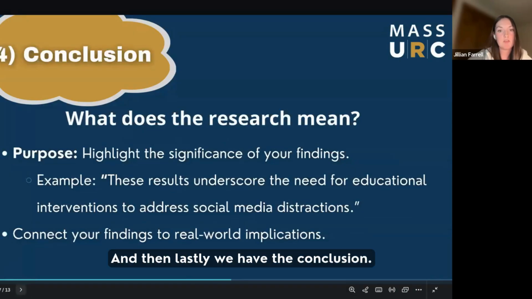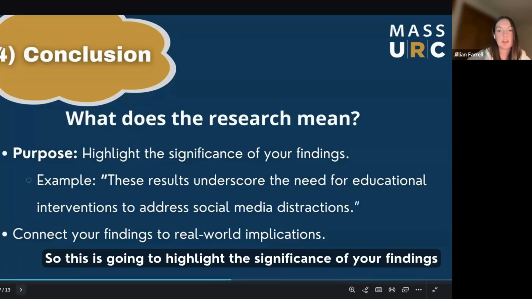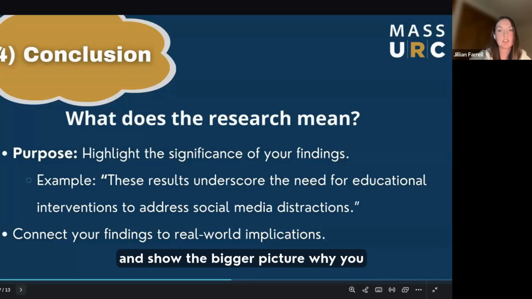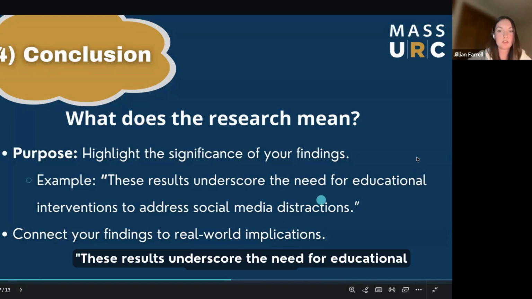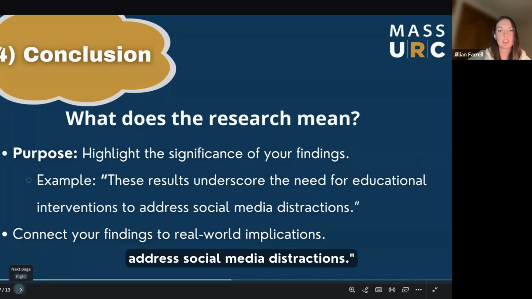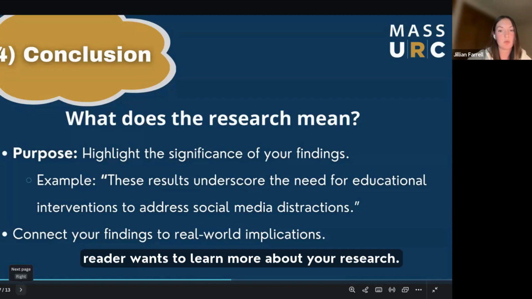And then lastly, we have the conclusion. This is going to highlight the significance of your findings and show the bigger picture of why you conducted this research. For example, these results underscore the need for educational interventions to address social media distractions. This sentence allows the writer to connect their findings to the real world implications, and it shows the significance that your work holds, and why the reader wants to learn more about your research.